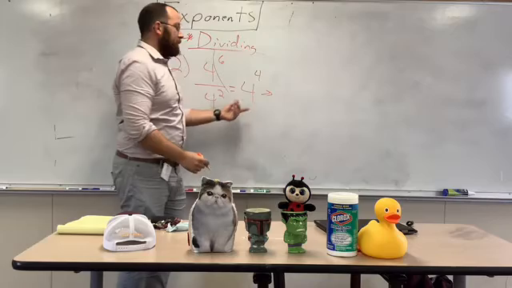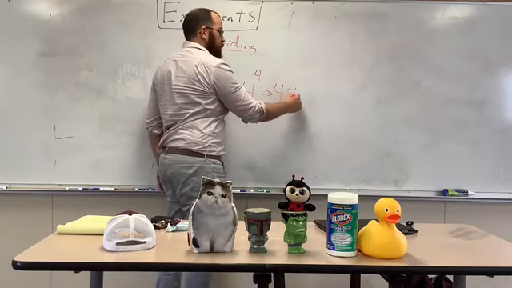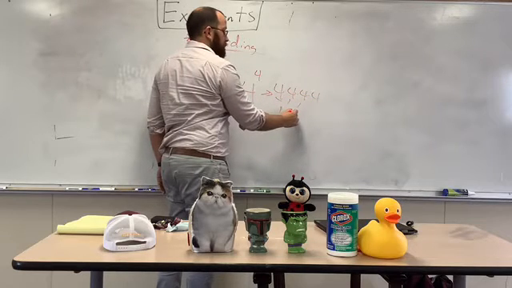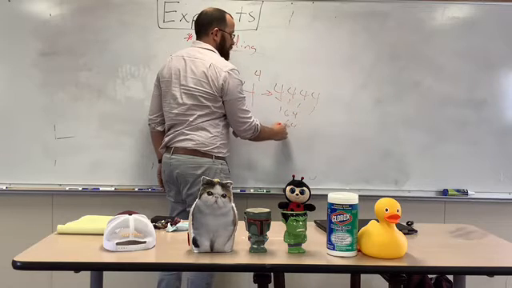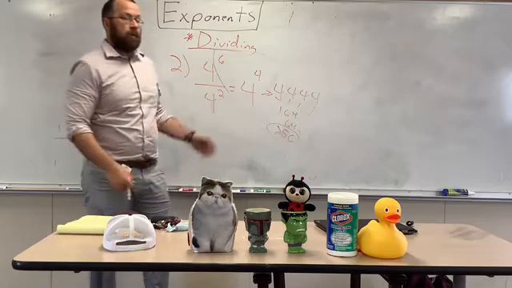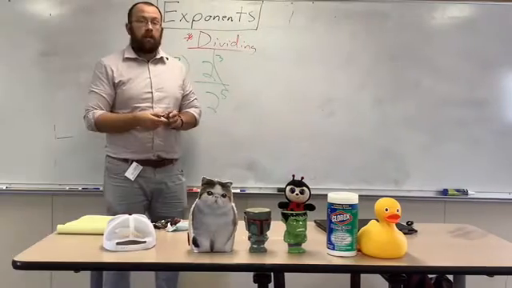Once again, this does not mean 4 times 4. What that means is 4 times 4 times 4 times 4. It gives us 16, 64, 256. So when you're dividing exponents, you subtract them.